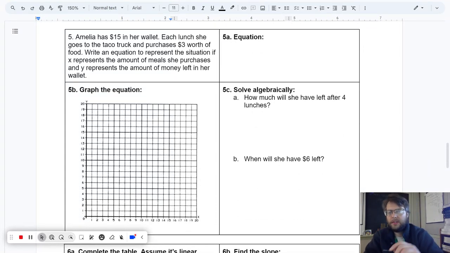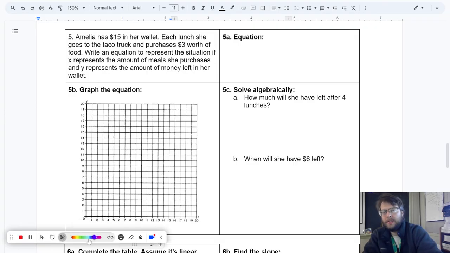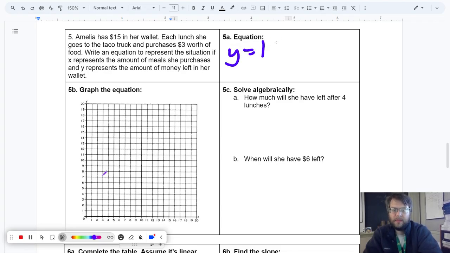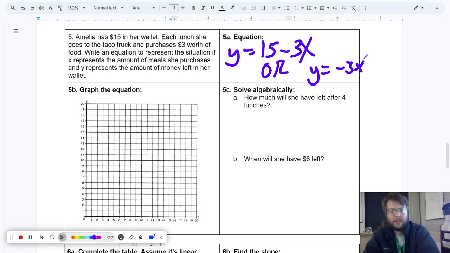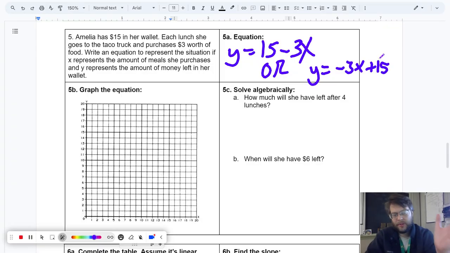Amelia has $15 in her wallet, spends $3 every lunch. X is the meals, Y is the money. So that makes me think she starts with 15 and loses $3 over and over again. Or you could write it like this, negative 3x plus 15. Both of those are fine. The second one is written in mx plus b form, which a lot of you are more used to, where m is the change and b is the start.